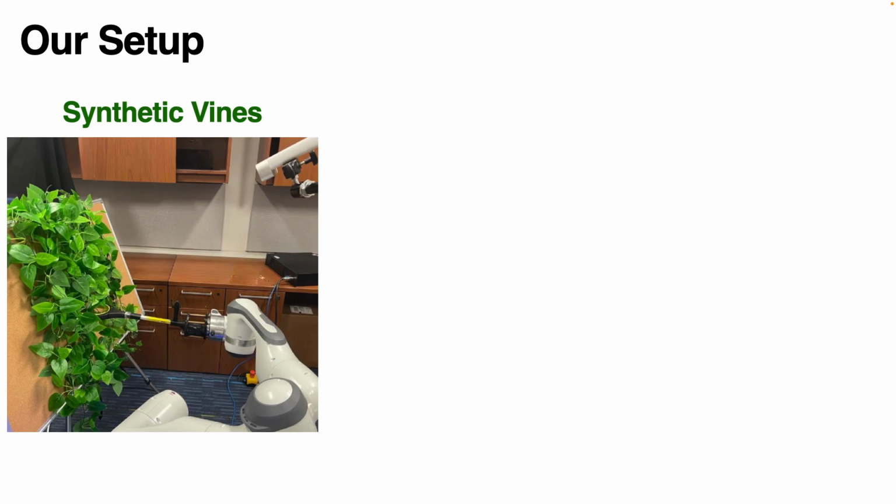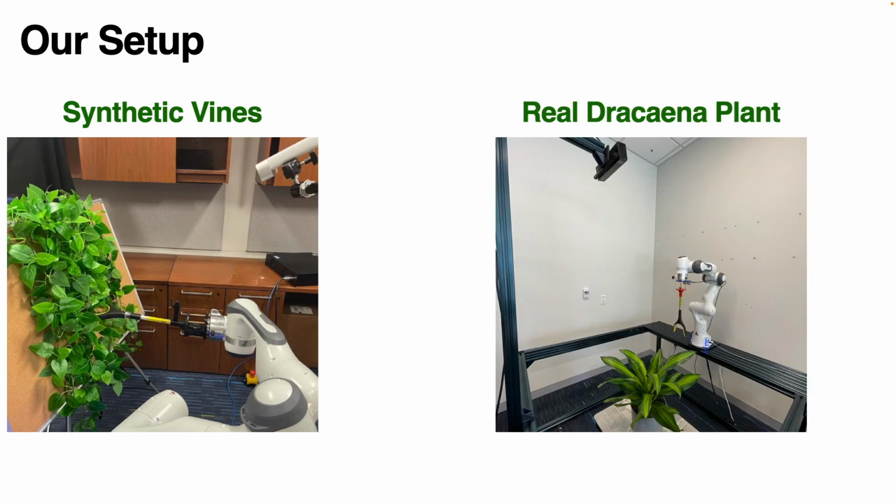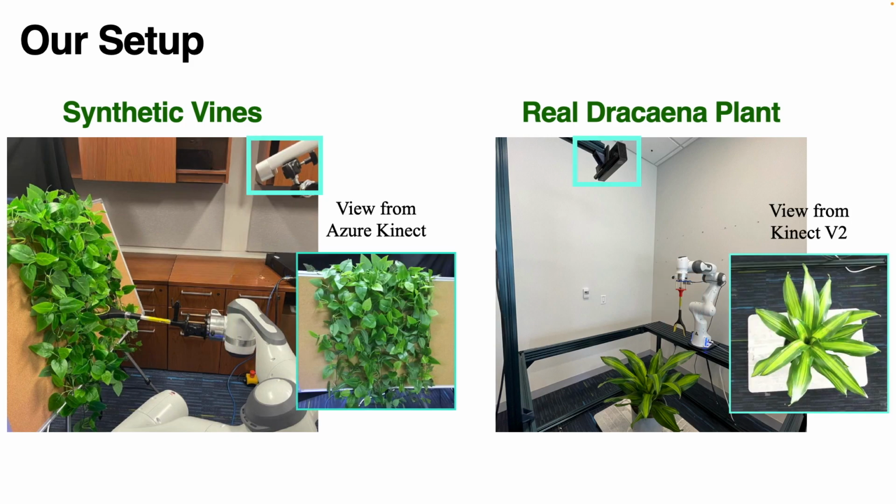Now we introduce our setup for data collection and physical experiments. Left is the setup for vines, and right is the setup for Dracaena. We use a grabber as the end effector to push the plants. Here are the camera views. We see that leaves occlude the surface beneath them. The vines involve a 2D exploration problem and present challenges like extensive clutter. The real Dracaena plant exhibits a large variation in scene depth leading to a 3D problem.